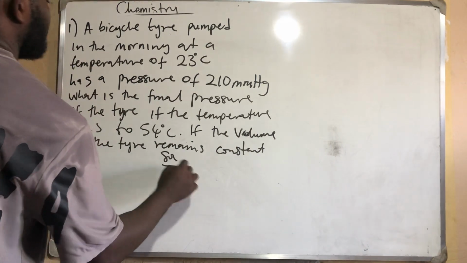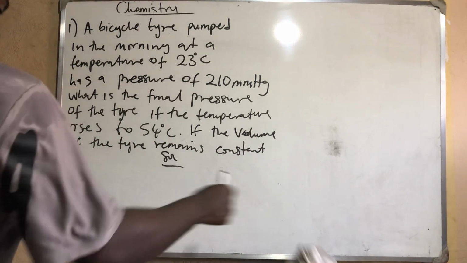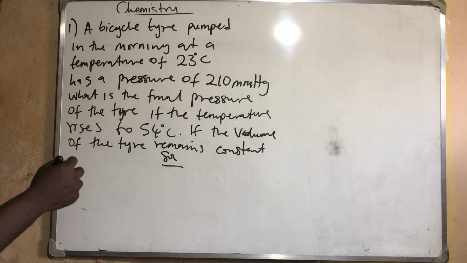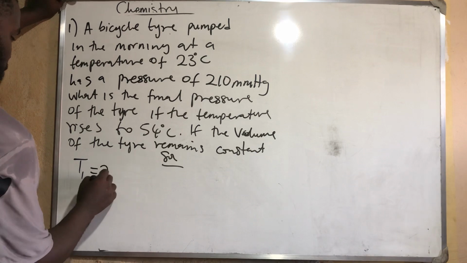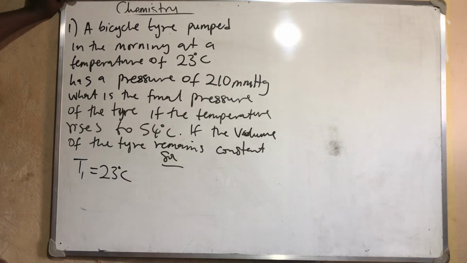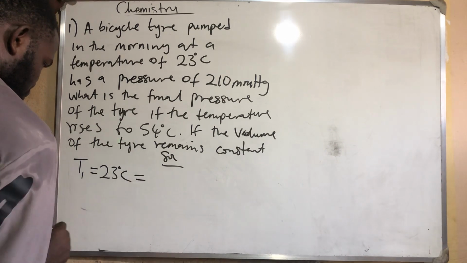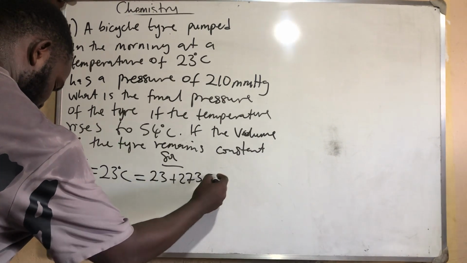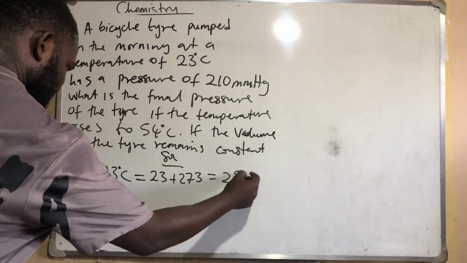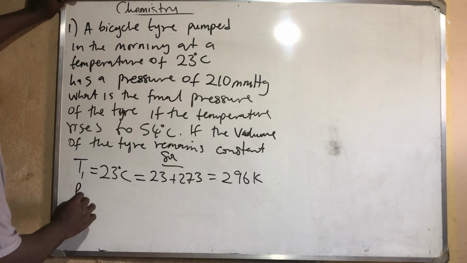Okay, solution. From here, let us bring out our parameters. The first parameter they gave us is the first temperature, T1, which is 23 degrees Celsius. I told you, please always keep it in Kelvin by adding 273. So 23 plus 273 will give us 296 Kelvin.